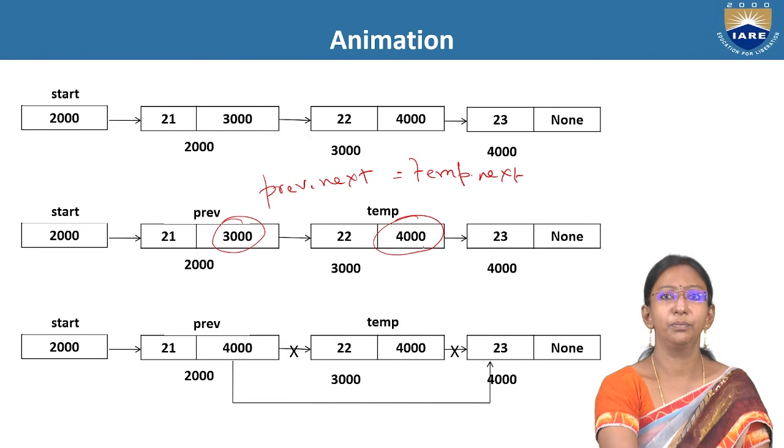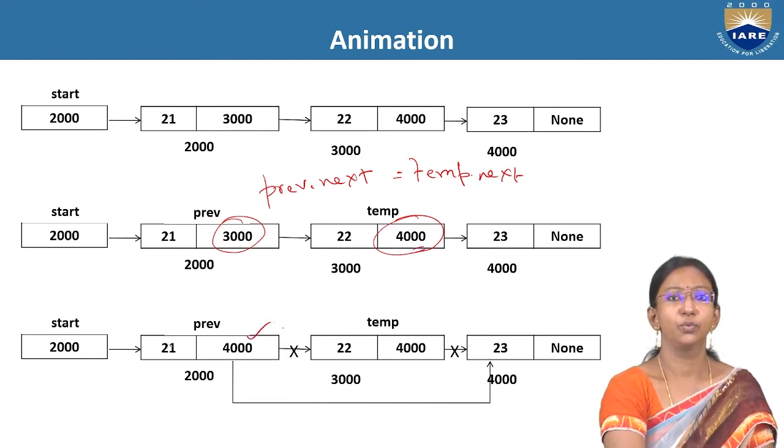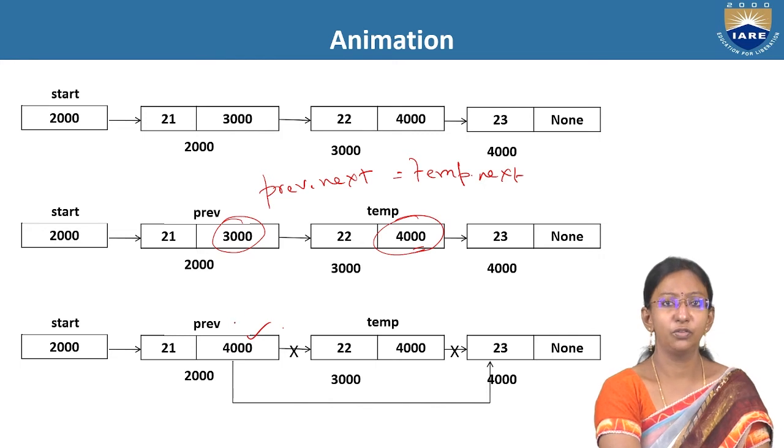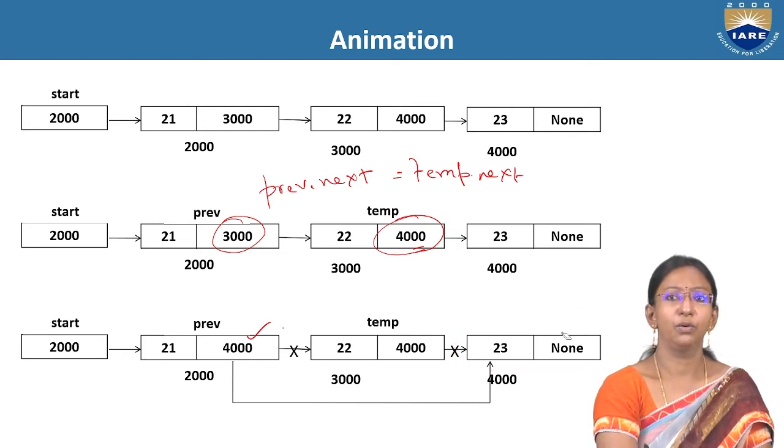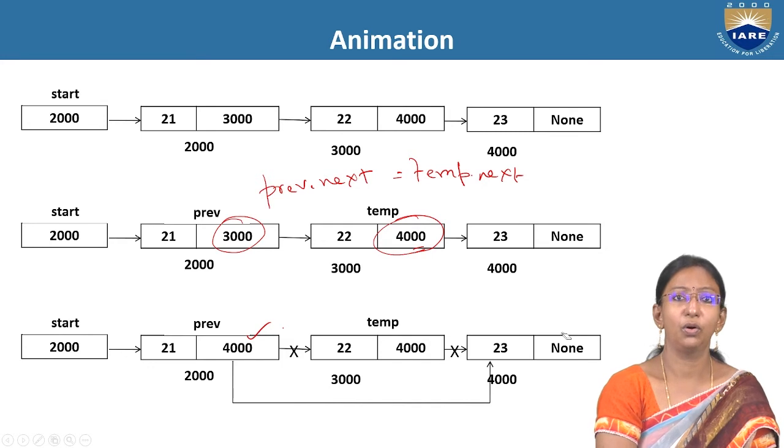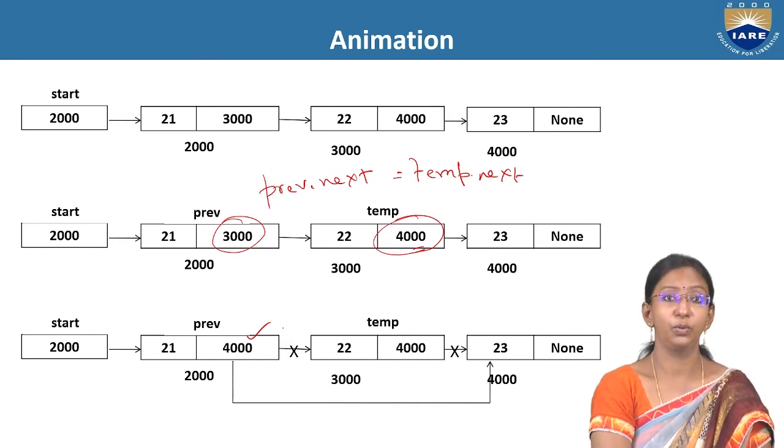What is there in temporary next? 4000. Place it in previous. So when you reach the previous node, it will say that its next node is at 4000 and you will be navigated to this element, overlooking the temporary node, or the node which we actually wanted to delete.